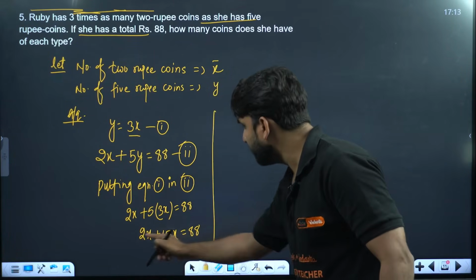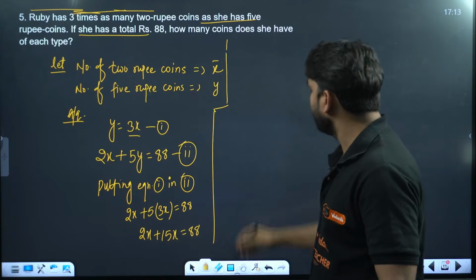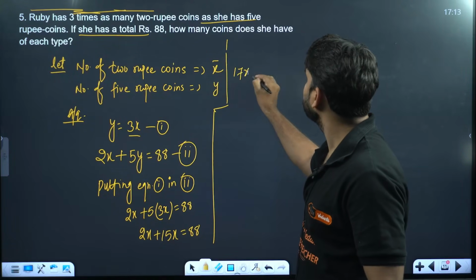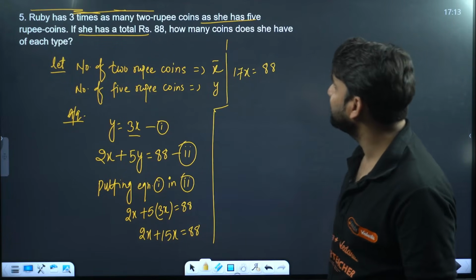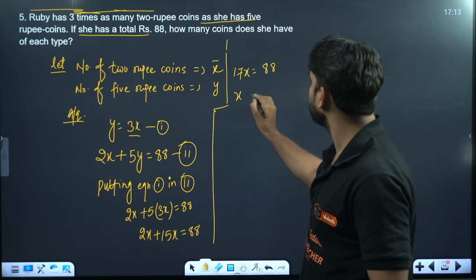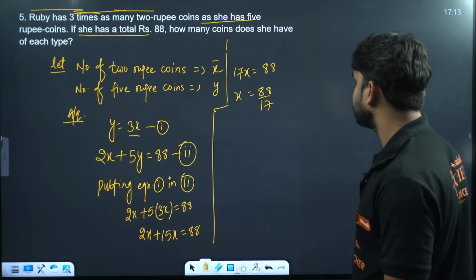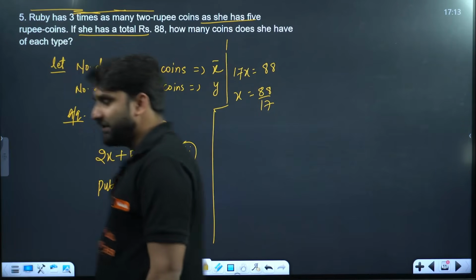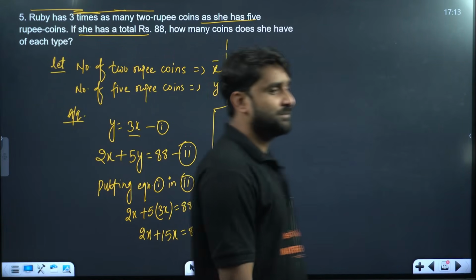So my dear, 15x plus 2x will be 17x, and this is 88. So x is equal to 88 divided by 17. 88 divided by 17. Check it once.